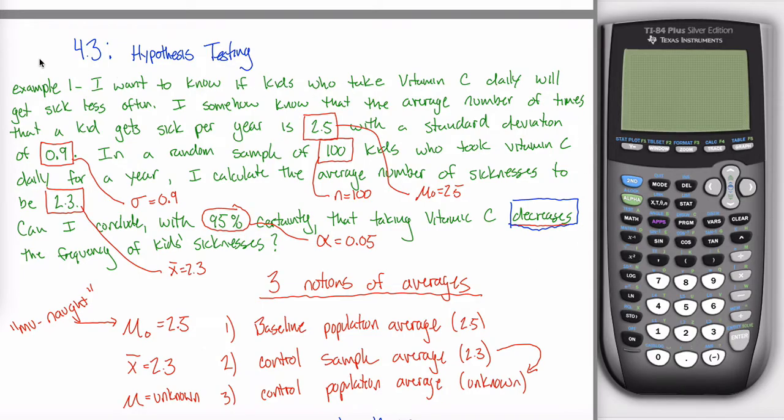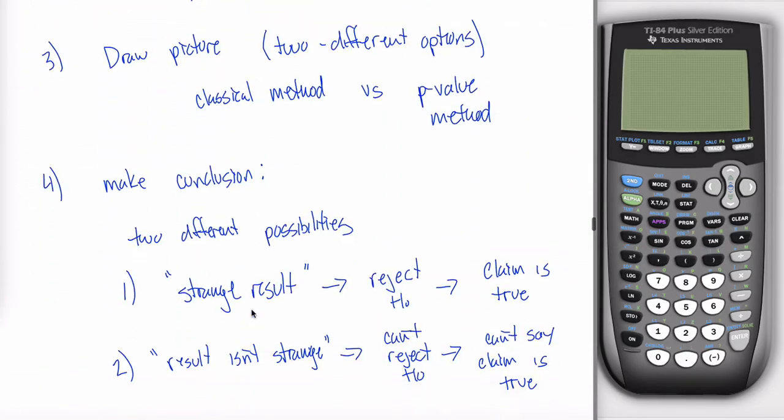What I'm going to do is redo this example that's in green up here, where the claim is that taking vitamin C decreases the frequency of kids' sickness, and we test that by randomly selecting 100 kids and giving them vitamin C and finding out that in that sample they got sick 2.3 times on average per year. We have this baseline value, this population average of all kids, not talking about vitamin C at all, of getting sick 2.5 times per year with the standard deviation of 0.9 times per year. And we want to see if we can conclude with 95% certainty that taking vitamin C decreases the frequency of kids' sickness. So, so I don't have to keep referring back to that, I copied that down here.